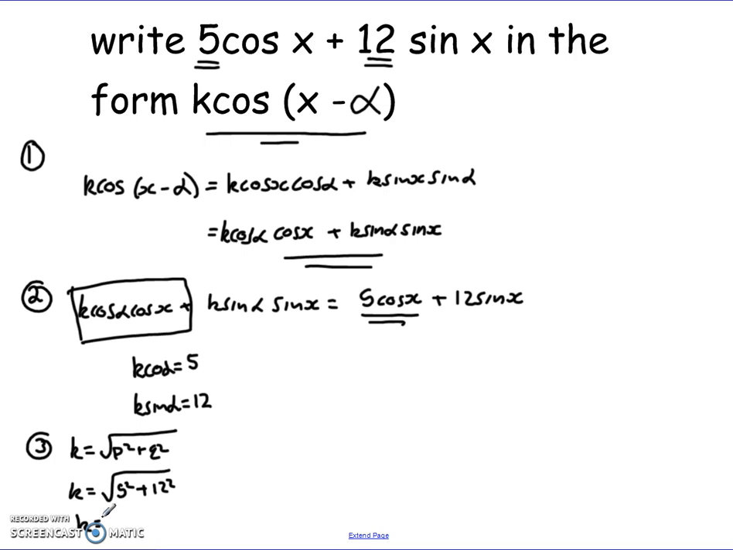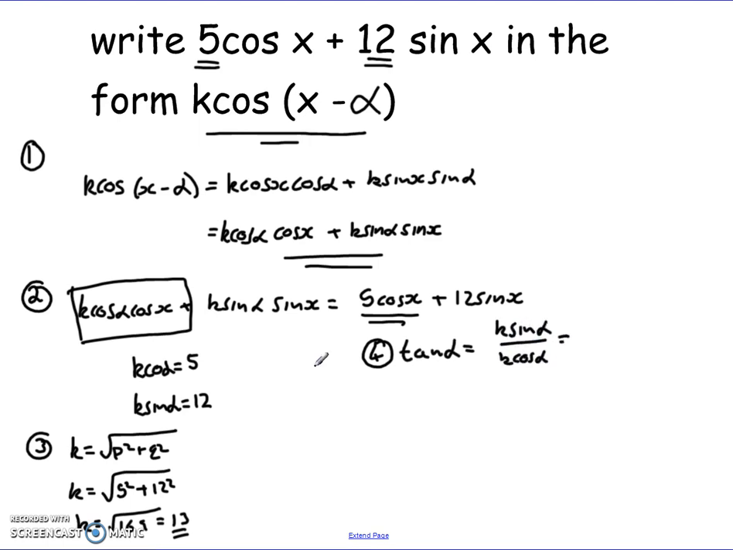5 squared is 25, 12 squared is 144. What I'm then able to do is say it's the square root of 169, which is 13. So I know the value for K from my final equation. Excellent. The next thing I now need to figure out is what this alpha part is, but this is where the relationship tan alpha equals K sin alpha over K cos alpha comes into play.